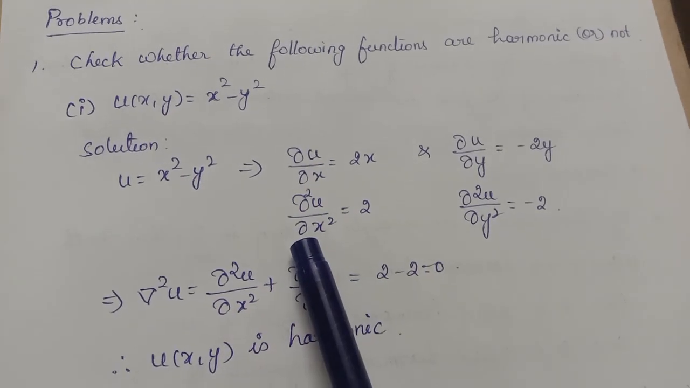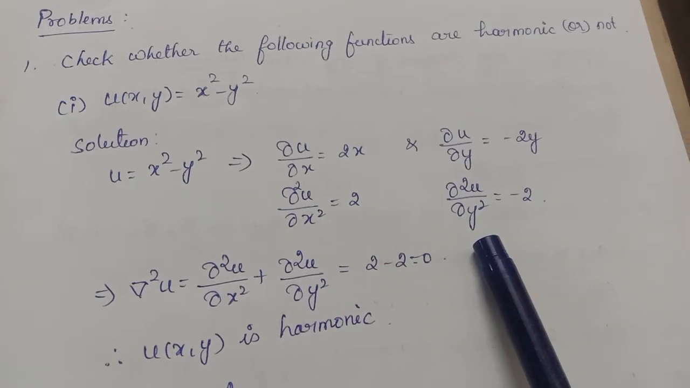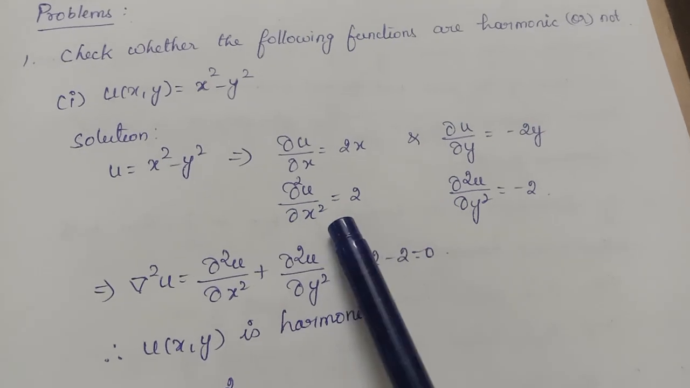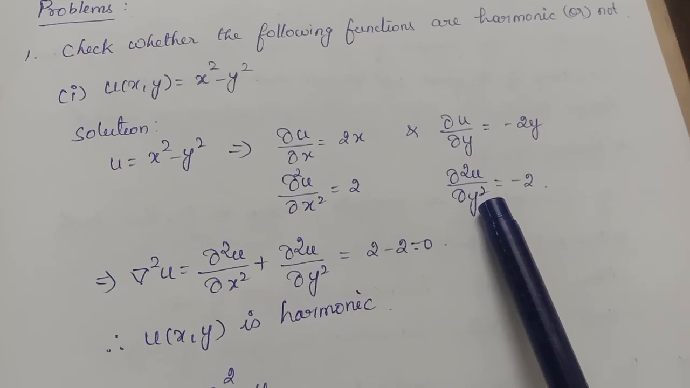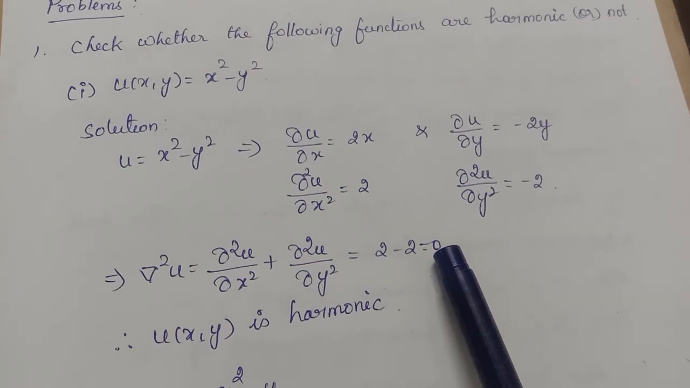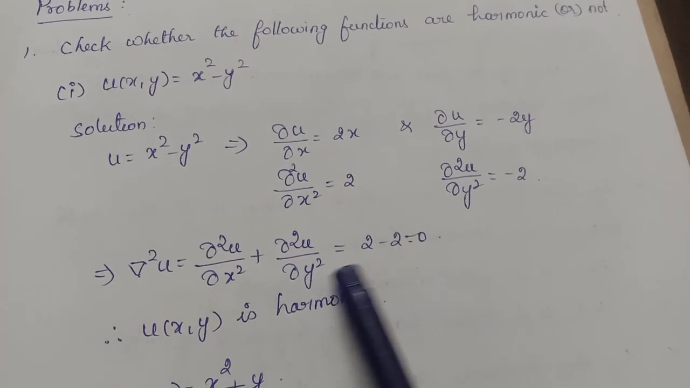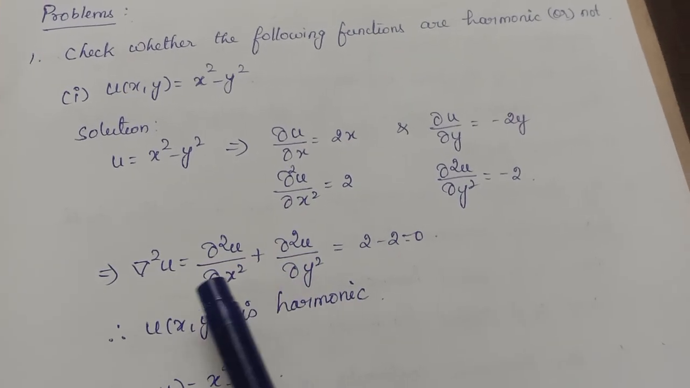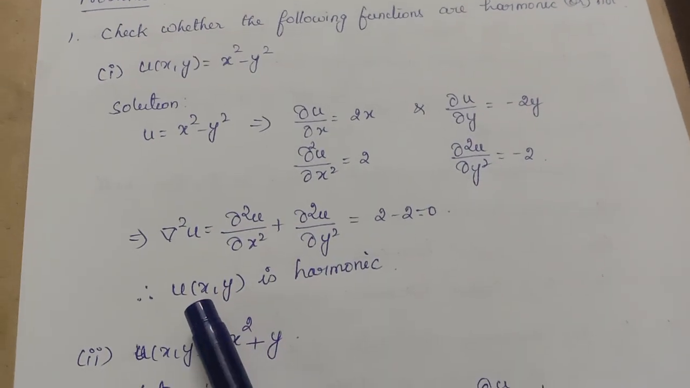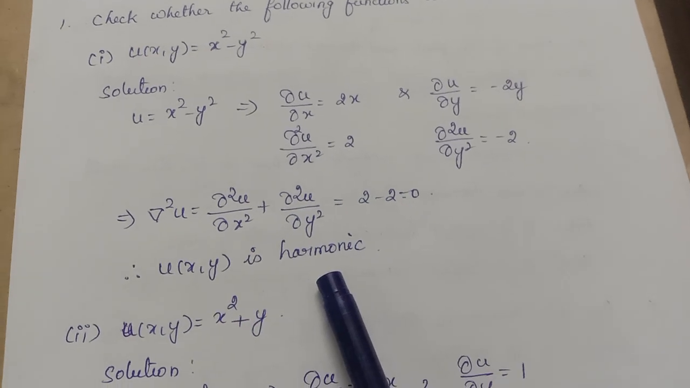And del square u by del x square is 2 and del square u by del y square is minus 2. So if you add these two, what will you get? Del square u by del x square plus del square u by del y square equal to 2 minus 2, simply 0. So the Laplace equation is satisfied. Hence we conclude u is a harmonic function.